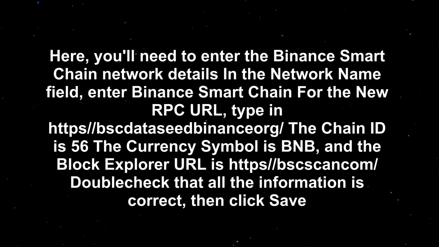Enter Binance Smart Chain. For the new RPC URL, type in https://bsc.dataseed.binance.org/. The chain ID is 56. The currency symbol is BNB. And the block explorer URL is https://bscs.com/. Double check that all the information is correct, then click Save.